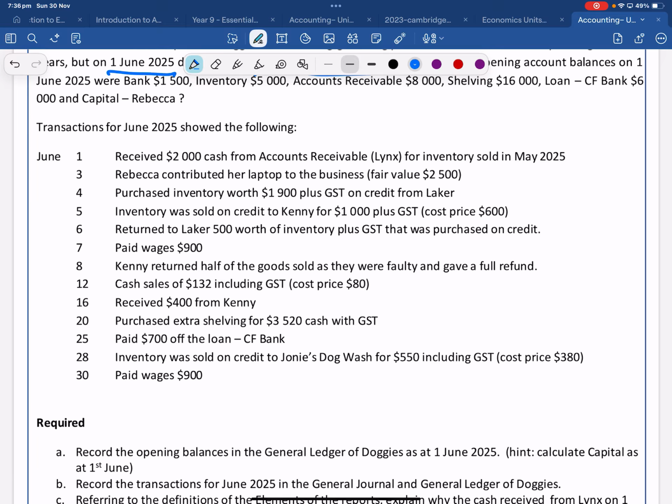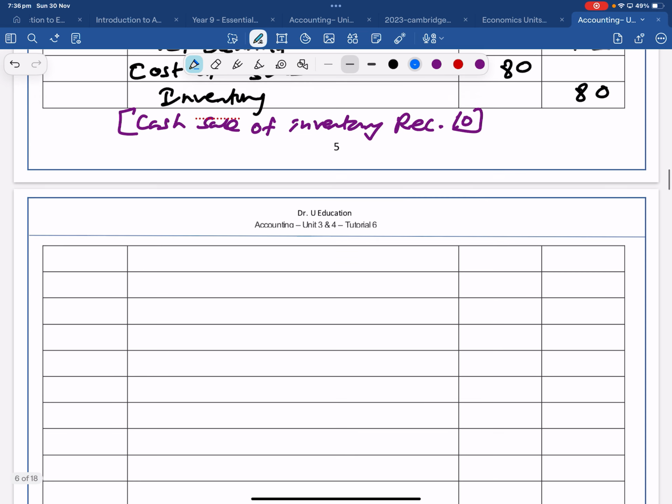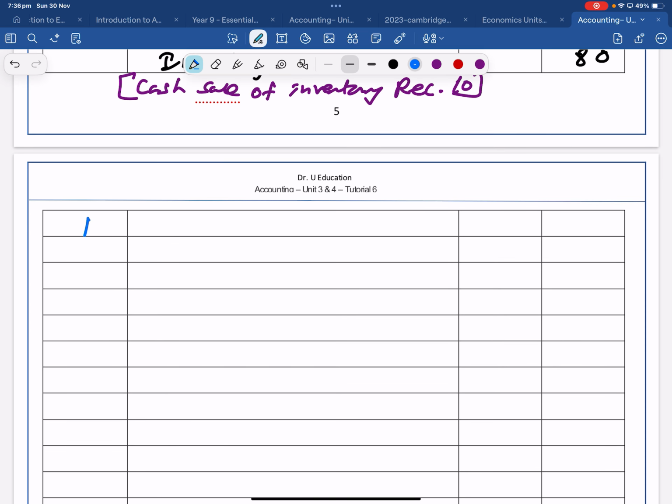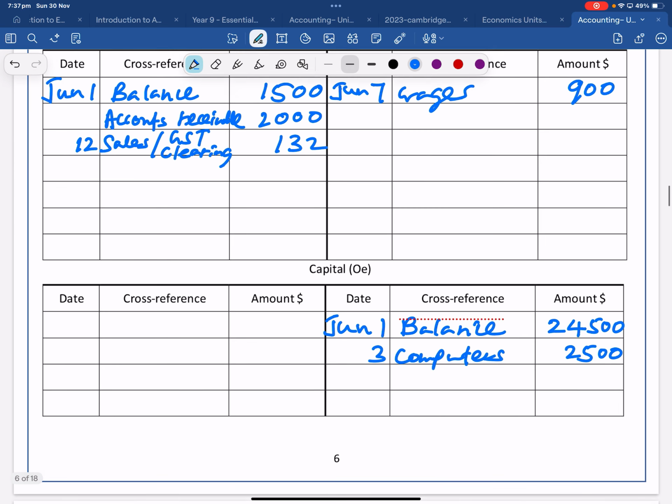Okay, 16th, guys, they received 400 from Kenny. What's the double entry? Bank debit. What do you credit? Accounts receivable, Kenny, $400.